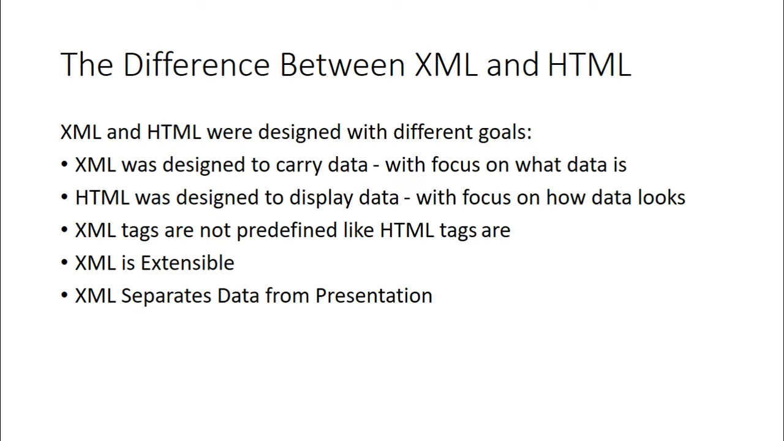XML is extensible. That means we can go on adding new elements to an XML file. XML separates the data from its presentation. It is used to represent the structure of the data before it is being displayed. So these are the differences between XML and HTML. The basic difference is XML was designed to store and transport the data with focus on what the data is, whereas HTML was designed to display the data with a focus on how the data should look.